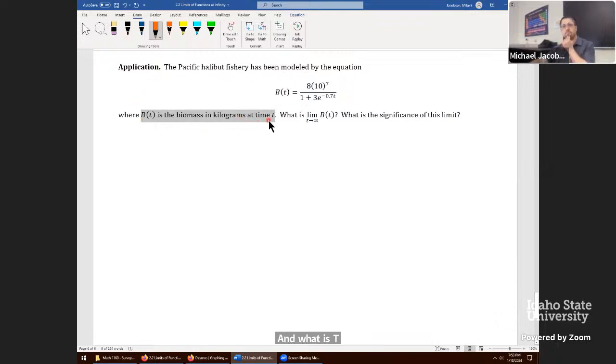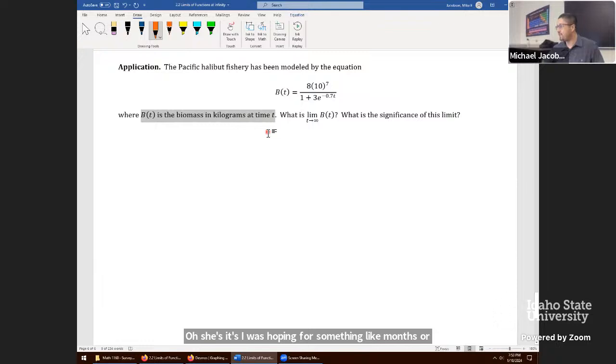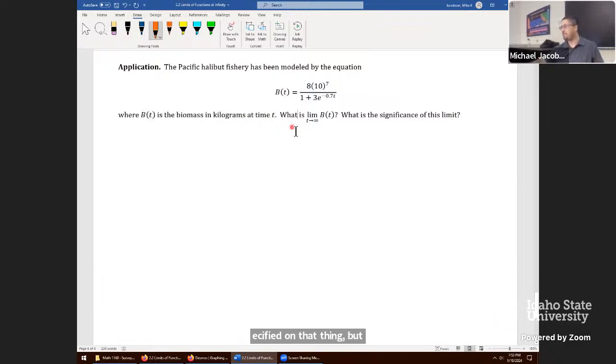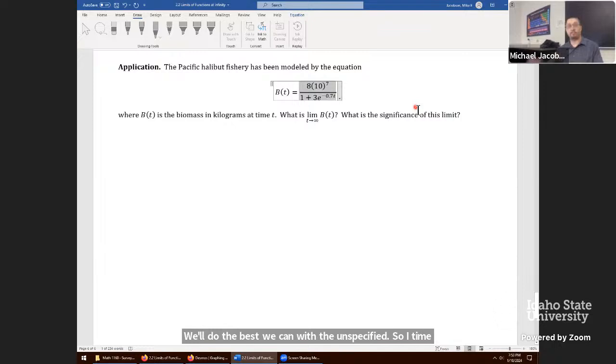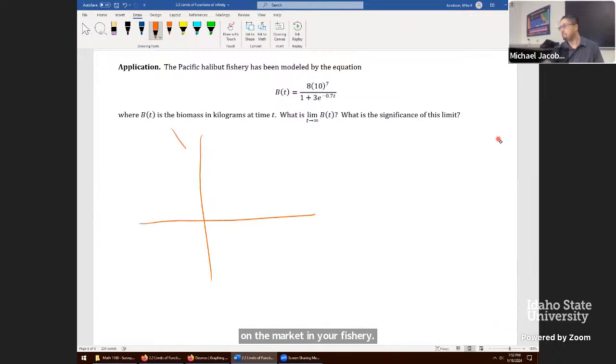Oh, geez, I was hoping for something like months or years or something like that. Looks like the unit is unspecified on that thing, but we'll do the best we can with the unspecified unit. So at time t, this is how much biomass of halibut that you can put on the market in your fishery. What you wouldn't want to have is your biomass as a function looking like this, right? That's not going to be healthy. You're going to go out of business.